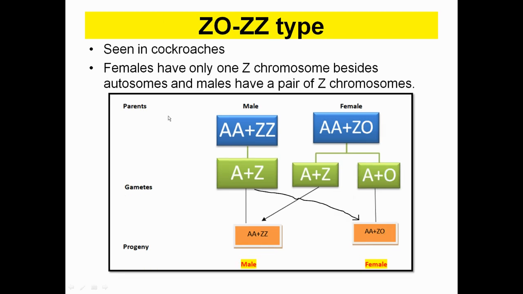Okay, so this is a typical example of female heterogamety being present in birds, fowl, and fishes. Now comes the ZO-ZZ type of sex determination. This is not present in your NCERT text, so be careful while reading. That is, it is seen in cockroaches.